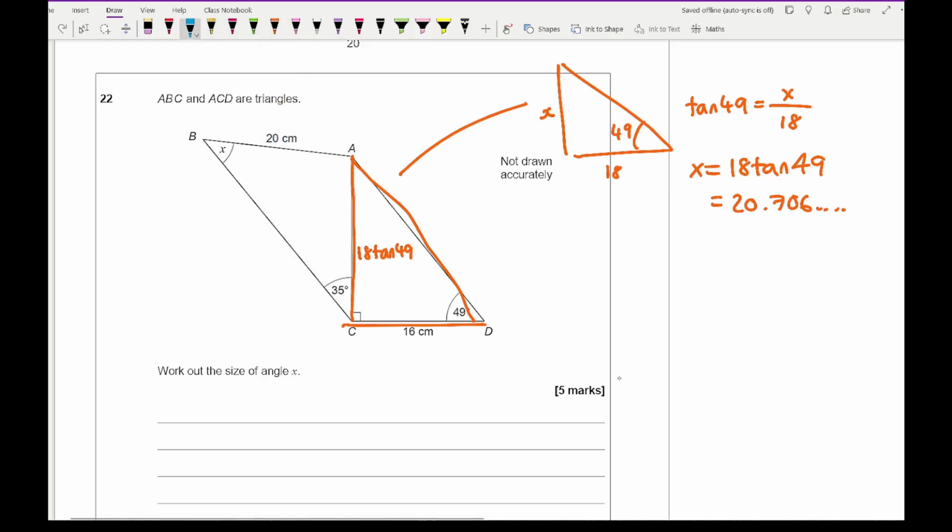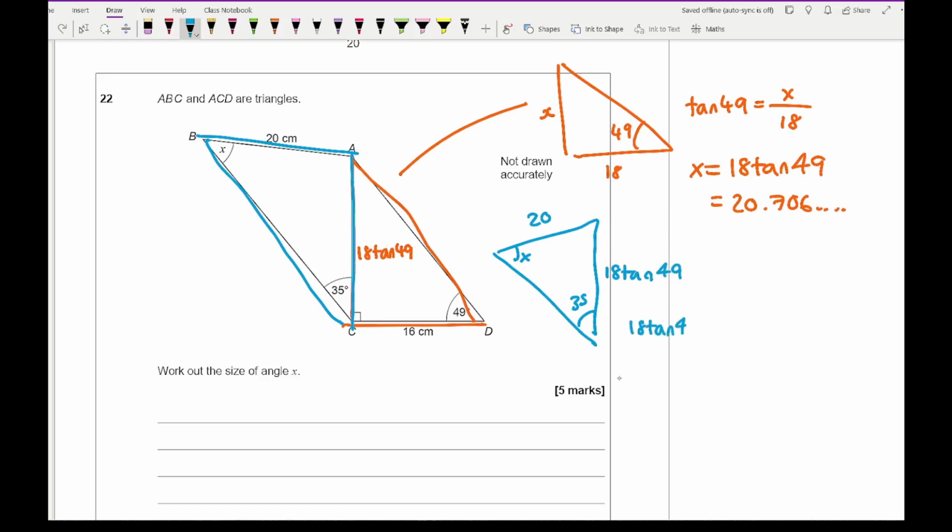Now if I then take this triangle out, ABC, and just label the bits that I know. So I know this angle here is X, this angle here is 35, this length here is 20, and this side here is 18 tan 49. I can then use the sine rule, in which I've got 18 tan 49 or 20.7, whichever you prefer, over sine X equals 20 over sine 35.